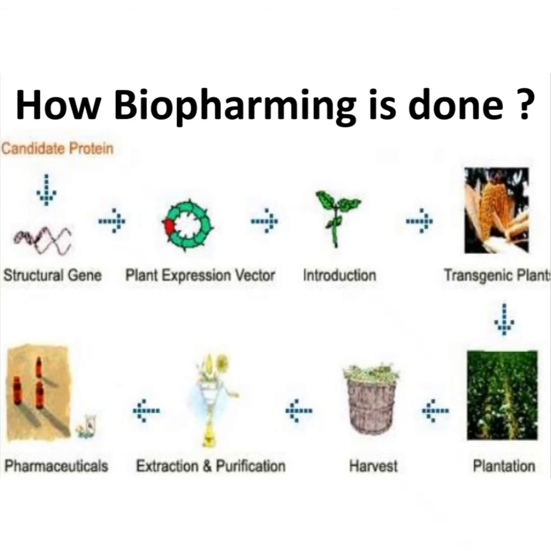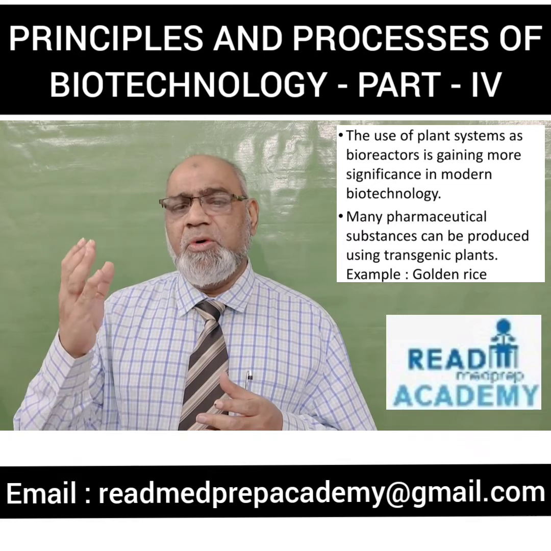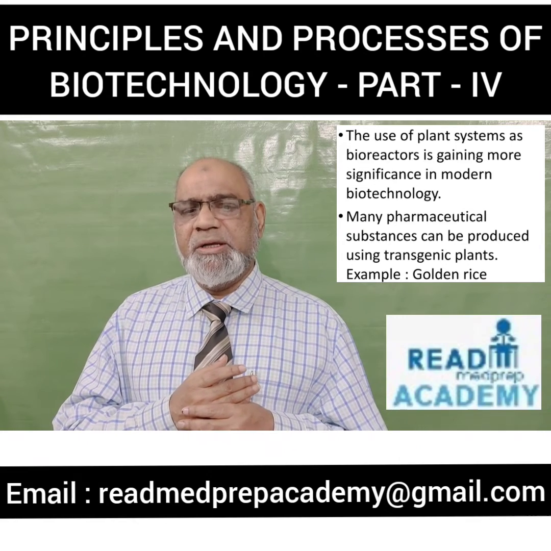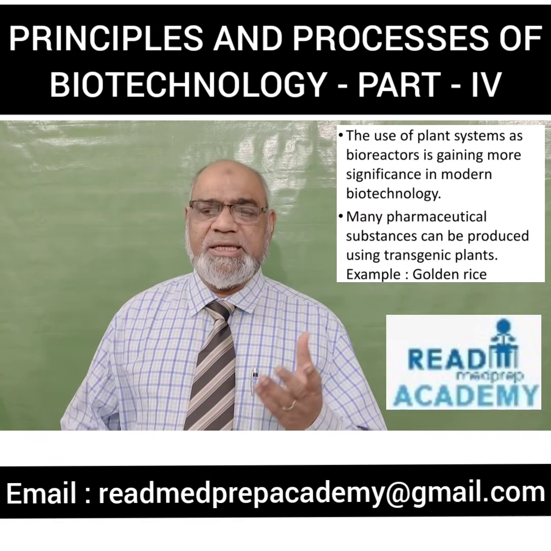This structural gene is inserted into a plant expression vector and is introduced into a plant, resulting in the formation of transgenic plants, and a commercial production of the plantation is done and the harvest of the plant is done, and the required material or drug is extracted and purified and is sent to the pharmaceuticals. The use of plant systems as bioreactors is gaining more significance in modern biotechnology. Many pharmaceutical substances can be produced using transgenic plants, for example golden rice.